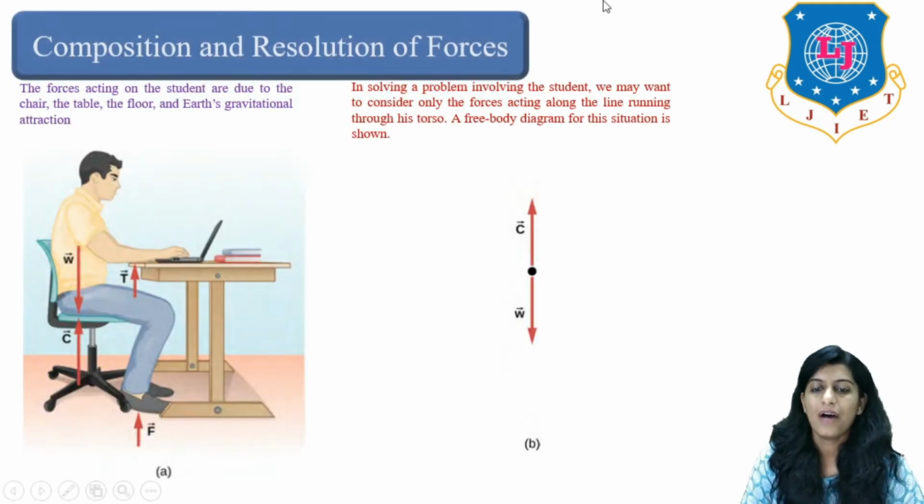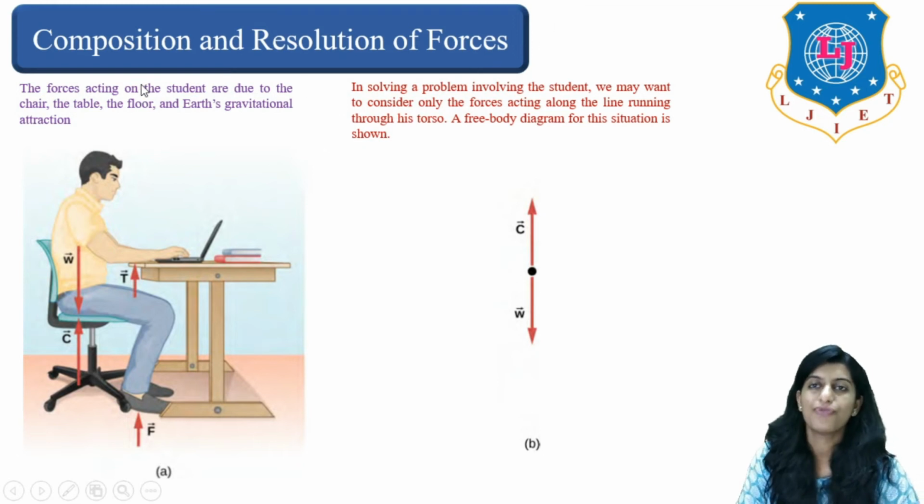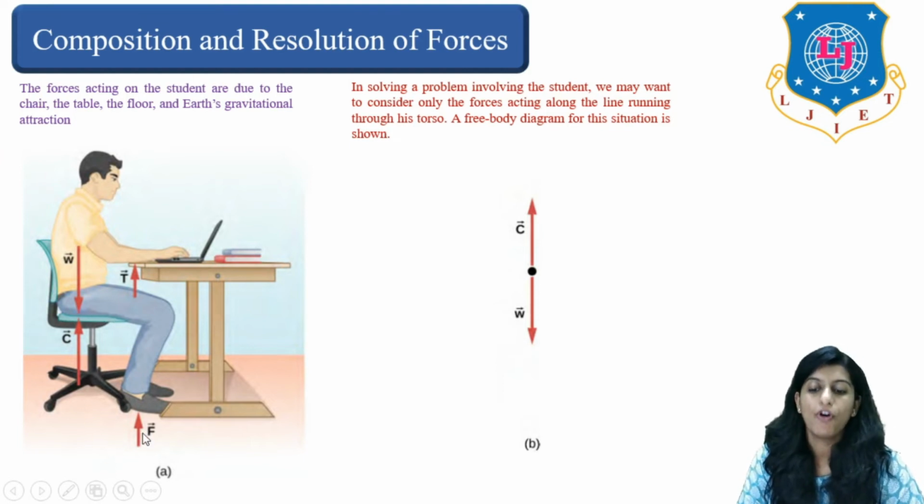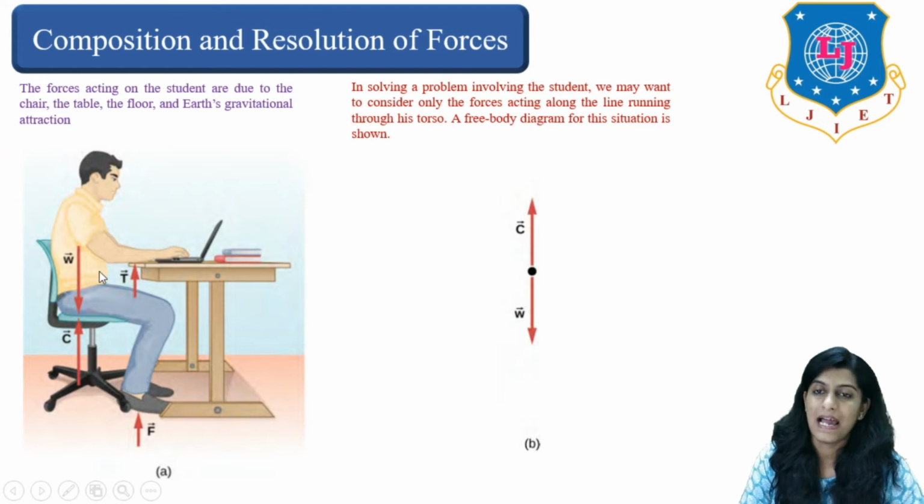Clear? Now let us see composition and resolution of force for this particular person sitting on the chair and working here, right? You can see the forces acting on this particular person or student are due to the chair, the table and the floor. So these are the three forces. The chair will apply force to this portion of the body, the floor will apply force to the feet of the body, and the table will apply force to the hands of the body, right?